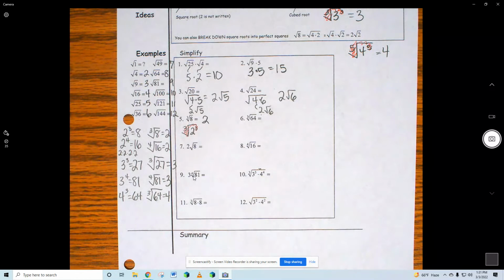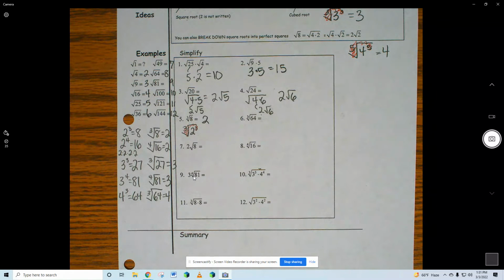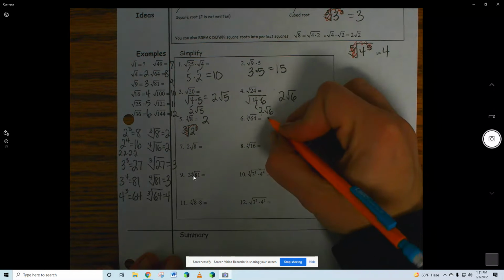What's the cube root of 64? 4. What times what makes 64? 4. So we just write 4.